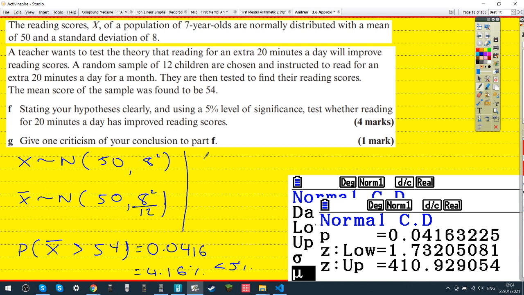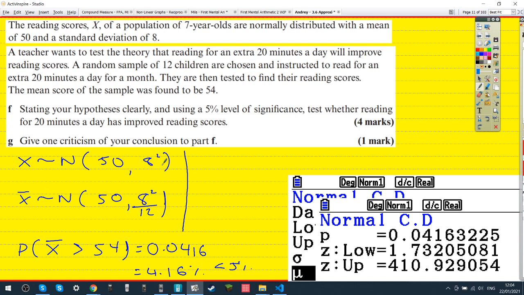I mean, the mean score suggests that they did. So it went from 50 to 54. But it might just be, we took 12 kids randomly, and these 12 have a mean of 54. And so maybe they went up, or maybe it was just random chance. We checked, and the odds of it happening by random chance are roughly 4%, which is less than the 5% level of significance. And so, did their scores improve?